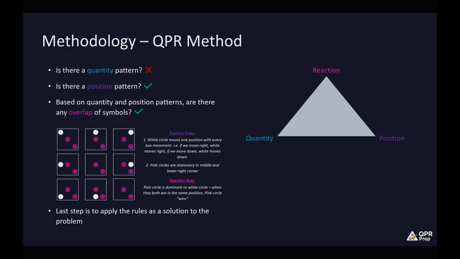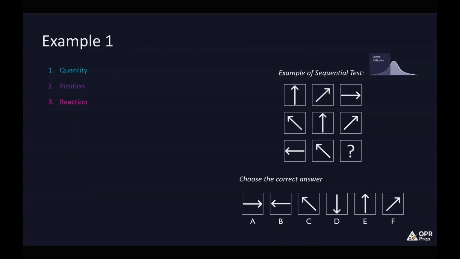Now that you have your QPR toolbox, let's apply it to some real-style problems. Let's start with a problem of lower difficulty. This is the type of problem that you are very likely to see as one of the first ones on the logical test. Remember the steps. Start with quantity and position, and then look for reaction patterns based on what rules you have identified for quantity and position. This is a good time to pause the video if you want to give it a try before we solve it together.